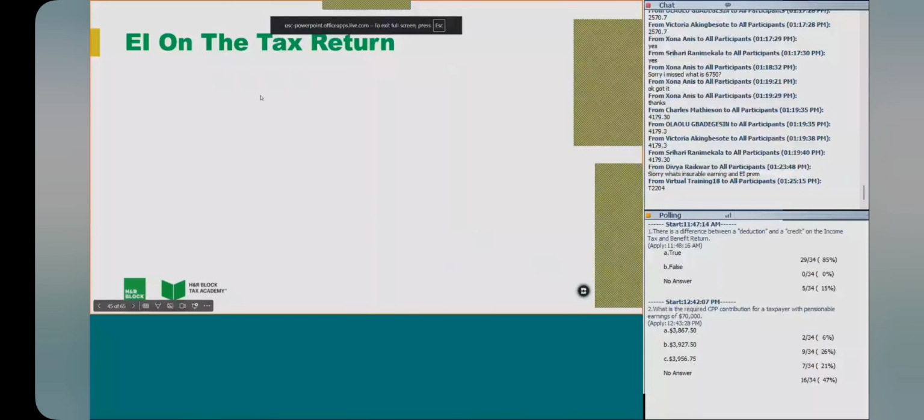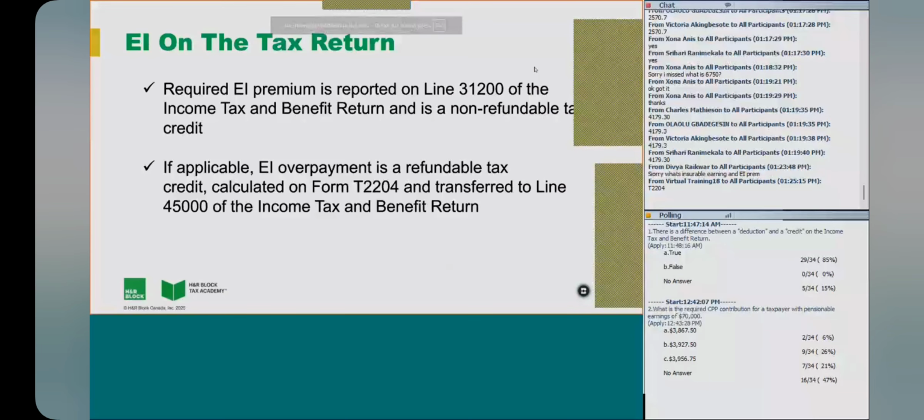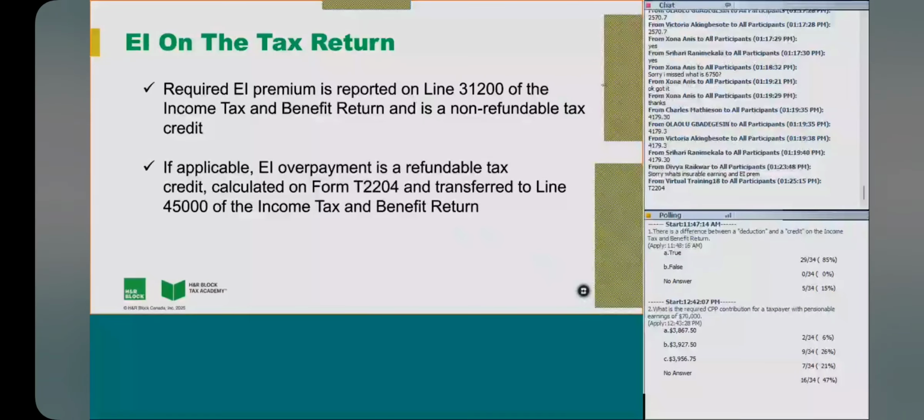So either way, whether you're a resident of Quebec or not, the required EI premium is reported on line 31200 of the income tax return, and it is a non-refundable tax credit. So again, there is no enhanced contribution, there is no deduction associated with it. If applicable, any EI overpayment is a refundable tax credit, and again, that's calculated on form P2204 and transferred to line 45000 of the income tax and benefit return.